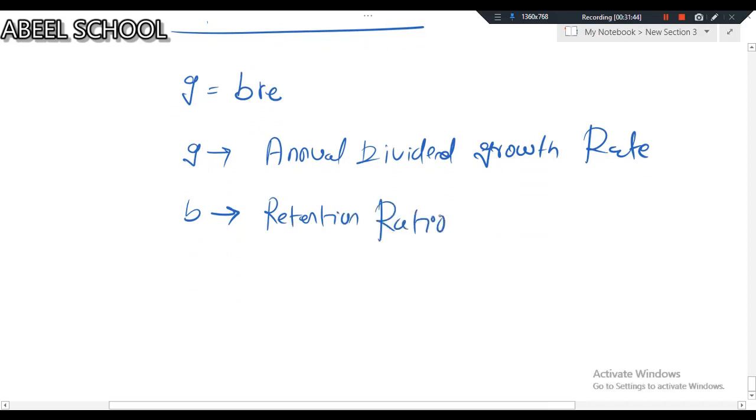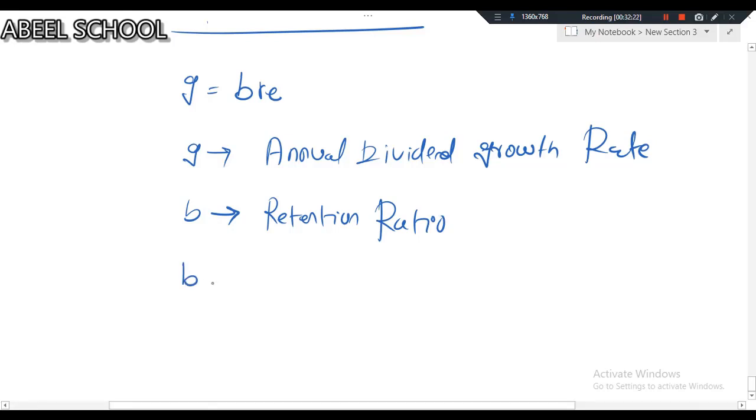Now, dear students, try to understand what we mean by retention ratio. Listen, if your company is distributing 40% as dividend, then we'll say the retention percentage is 60. If any company is distributing 25%, then I will say the retention is 75%. If your examiner says your company is paying 30% dividend, it means you are retaining 70%.